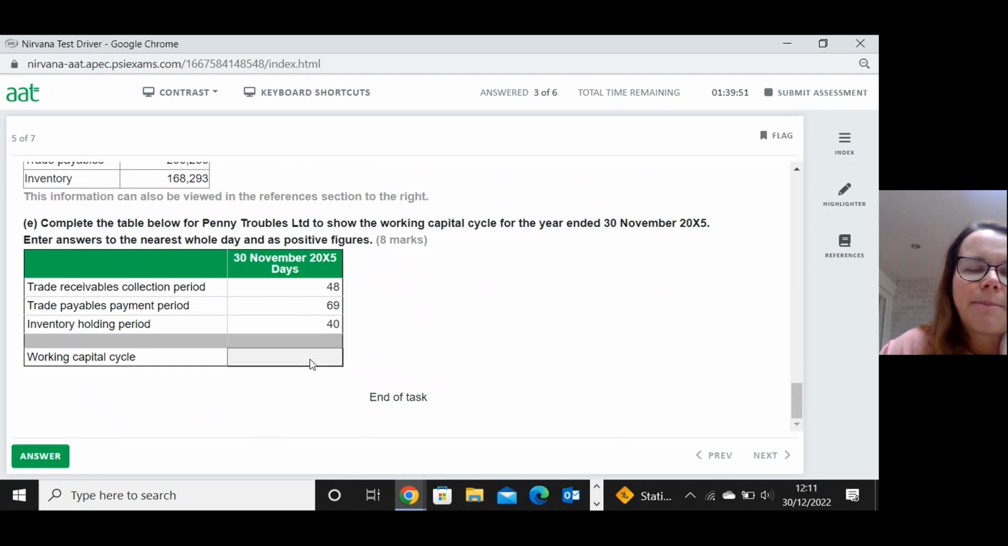To work out the working capital cycle, we need to add together the asset-based number of days. So receivables and inventory are both to do with assets. So I would start by adding those two together, 88, and then you subtract the liability-based item, the 69. So 48 plus 40 minus 69 gives you 19 as the answer.